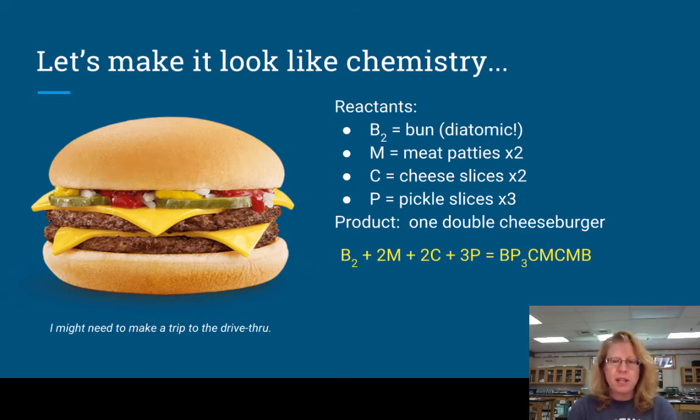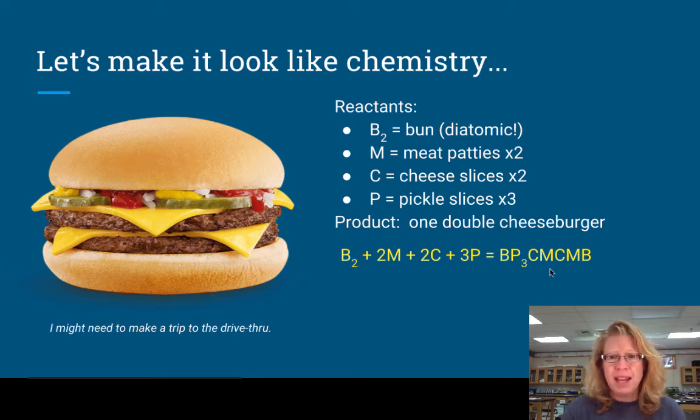I guess I could use CH, and then we'll use P for pickle slices. So we'll need 2 meat patties, 2 cheese slices, 3 pickles. And so you can see down below we've got this rather large looking yellowish thing, which is our chemical equation for a cheeseburger, double cheeseburger. We need 1 diatomic bun, we need 2 meat patties, we need 2 cheese slices, and 3 pickle slices. Those are our reactants. And this should be an arrow, but anyway.